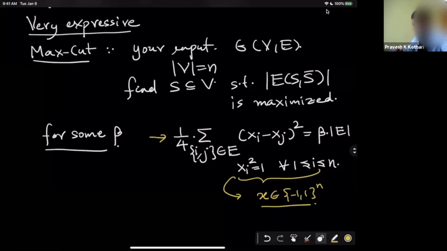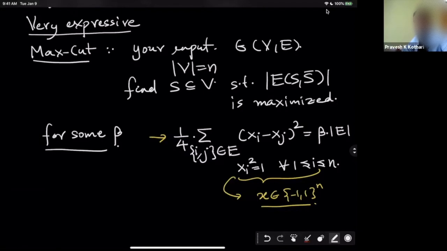So you see an example right here. MaxCut is an example of a degree 2 polynomial feasibility checking system. One thing you might be wondering about is that I stated MaxCut as a maximization problem, while here I described a feasibility checking problem. But it may not be very hard to see that I can just run it for all possible values of beta. There are only polynomially many values to check. So I can check feasibility by varying beta.